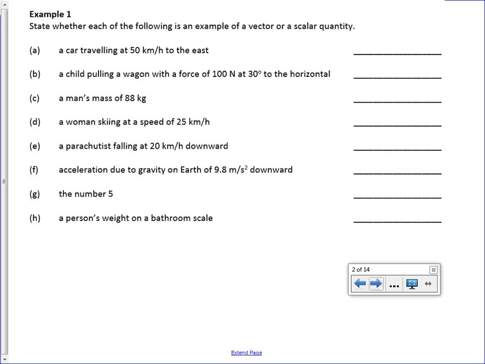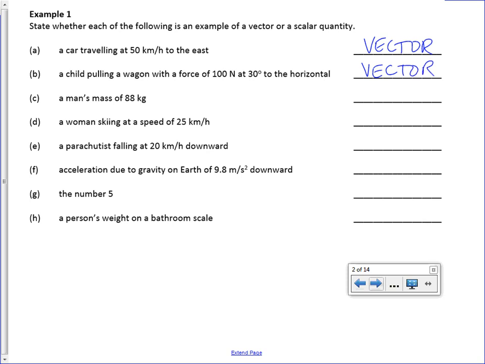We're going to fill in the blanks. You're either going to write the word scalar or vector. A car traveling at 50 kilometers per hour to the east. That's a vector because there's a direction. A child pulling a wagon with a force of 100 newtons at 30 degrees to the horizontal. The 30 degrees to the horizontal, if you think about it, is a direction. I'm pulling in a certain direction. I don't just care about how much force, I care about the direction of the force. So that's also a vector.